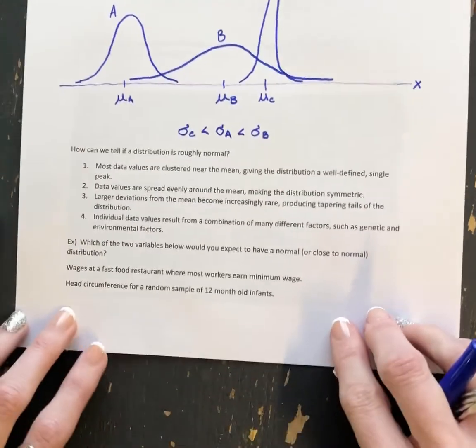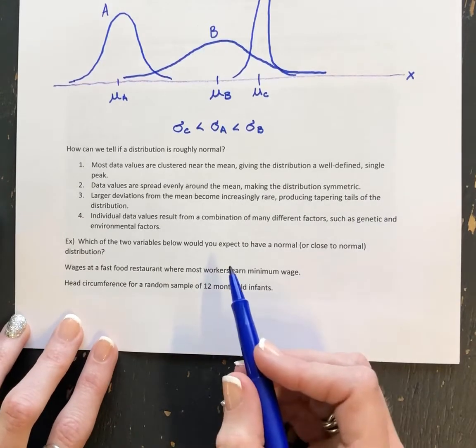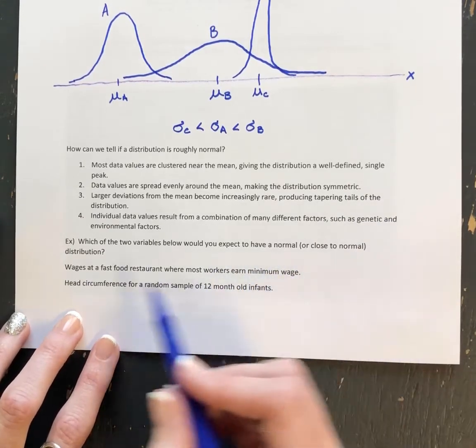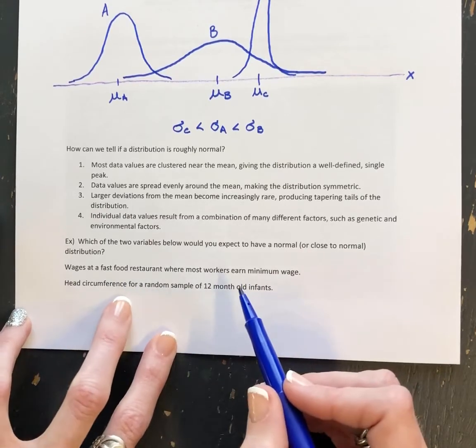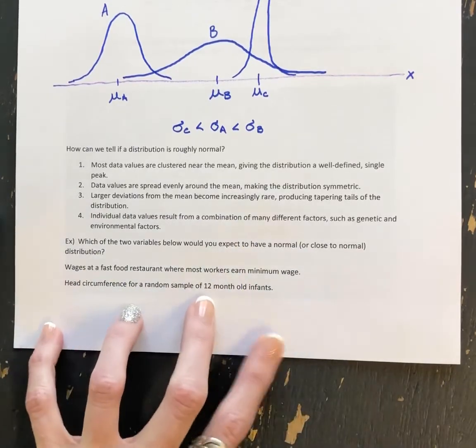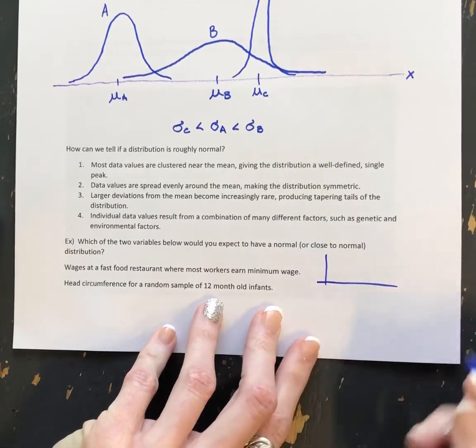So I gave you an example here at the bottom. It says, which of the two variables below would you expect to have a normal or close to normal distribution? Wages at a fast food restaurant where most workers earn minimum wage. So if we think about that, I'm just going to draw a rough sketch of a histogram over here.